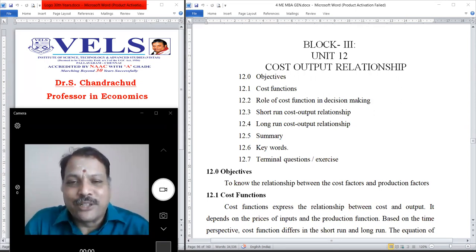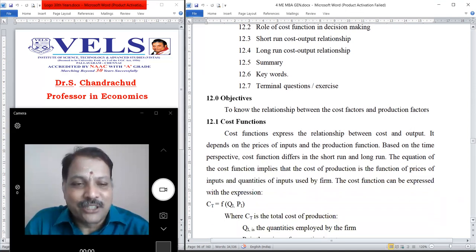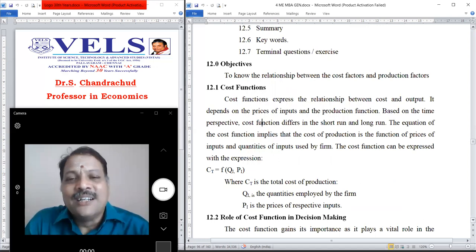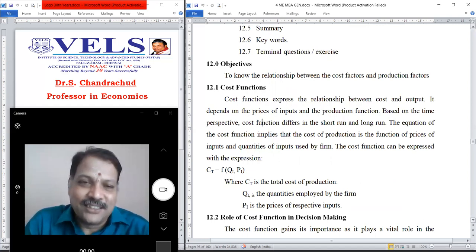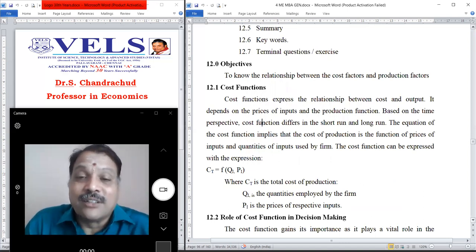The main objective of this particular topic is to know the relationship between the cost factor and the production factor. Let us start with the cost function. Cost function expresses the relationship between the cost and output. It depends on the prices of input and the production function. Based on the time perspective, cost function differs in the short run and long run.